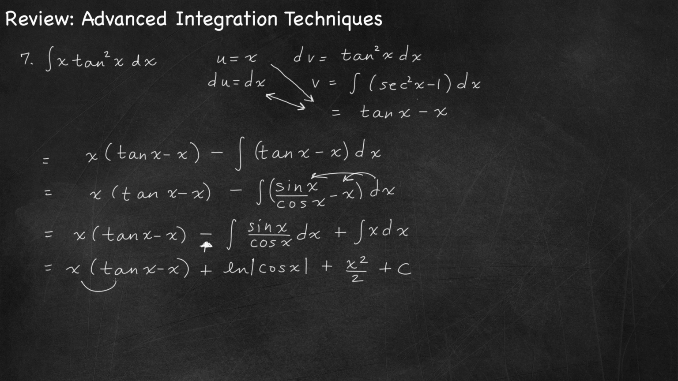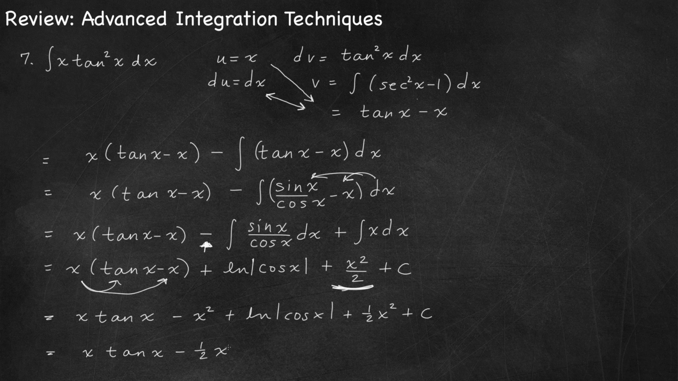Okay, now if I were to distribute my x, I've got like terms here, the negative x squared we could actually combine with this term here. So let's see if that helps. We have x tan x minus x squared plus the natural log of the absolute value of cosine x plus 1/2 x squared plus c. So the minus x squared and the plus 1/2 x squared is just going to be minus 1/2 x squared. So final answer, x tan x minus 1/2 x squared plus ln absolute value cosine x plus c.